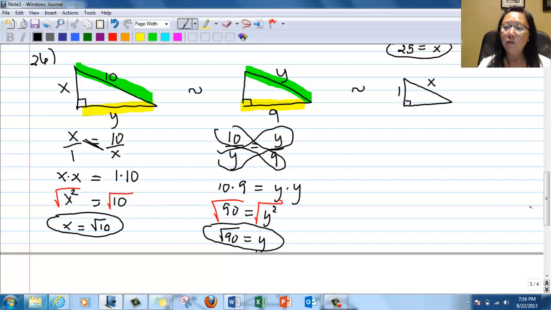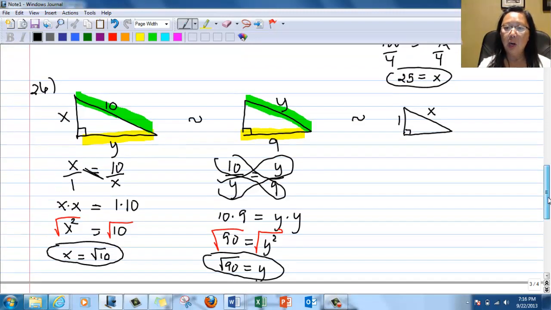The moral of the story of today's lesson is this. To solve for these variables, we need to have the triangles all separated, facing the same way so that we can match up the sides properly into fractions. And then we have a proportion, we crisscross, multiply, and solve. And that's it. Okay?